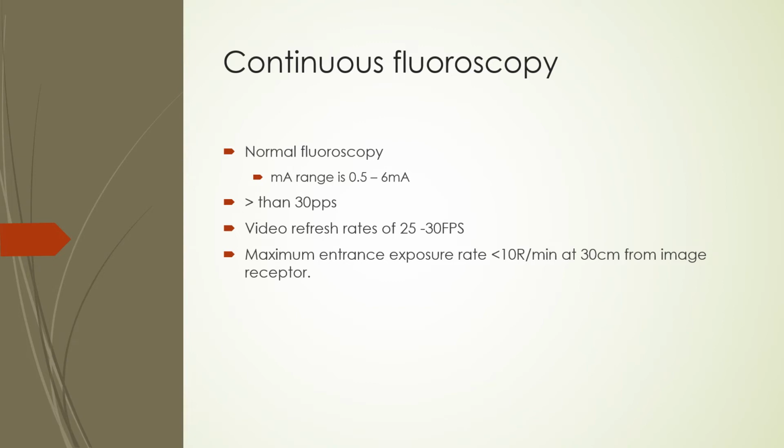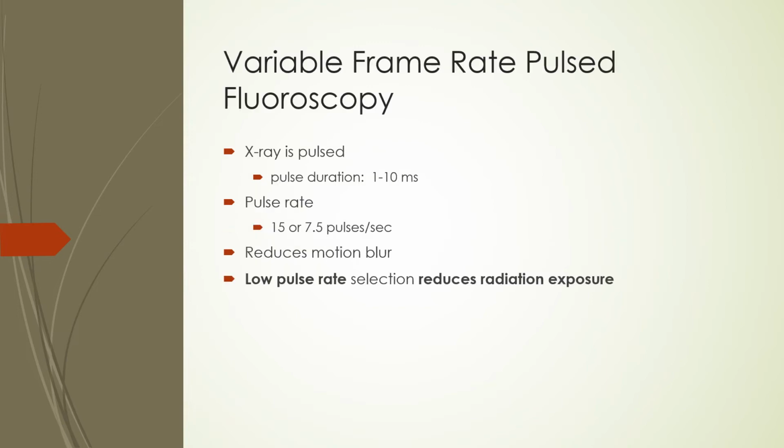In continuous fluoroscopy, at least 30 frames per second is used to ensure a smooth image with no flicker. The maximum entrance exposure rate in normal continuous fluoroscopy should be less than 10 roentgens per minute at 30 cm from the image intensifier. In variable frame rate pulsed fluoroscopy, the X-ray beam is pulsed on and off in short bursts with a pulse duration of between 1 to 10 milliseconds. Pulse rate may be variable, and common selections are 7.5 or 15 pulses per second. Other pulse rates are possible depending on the manufacturer.